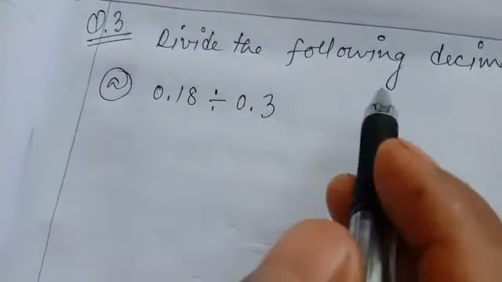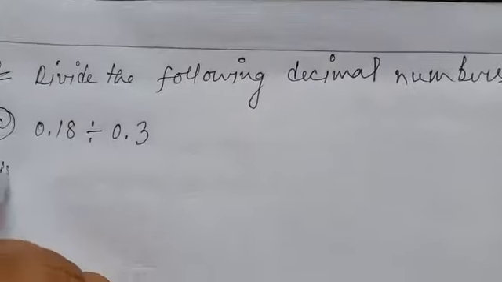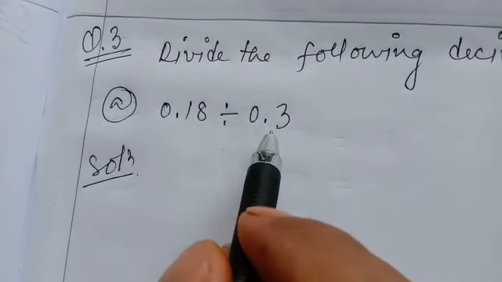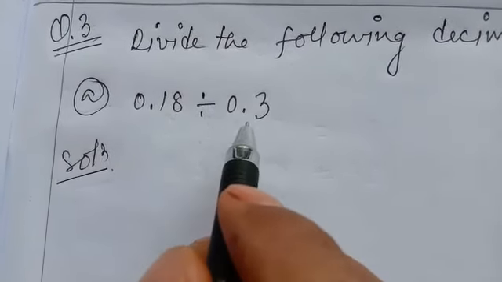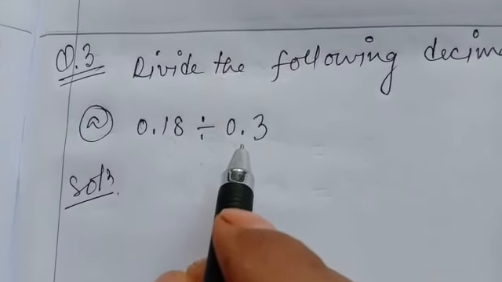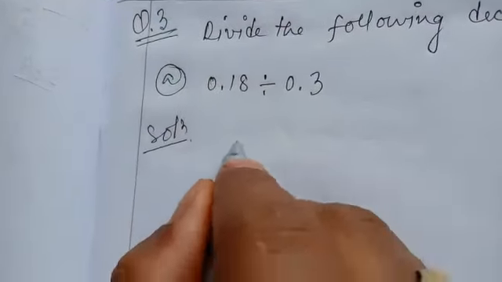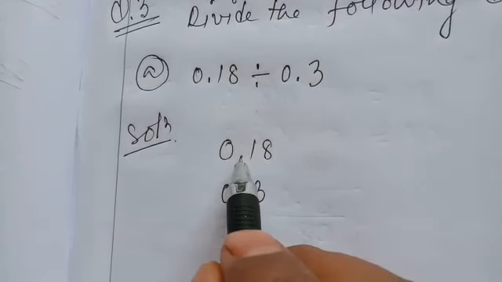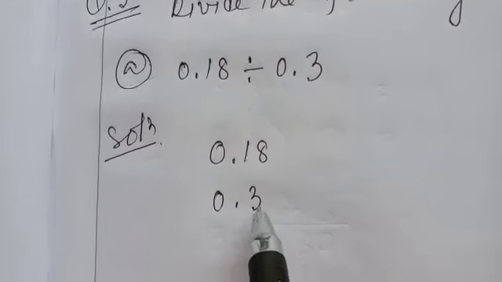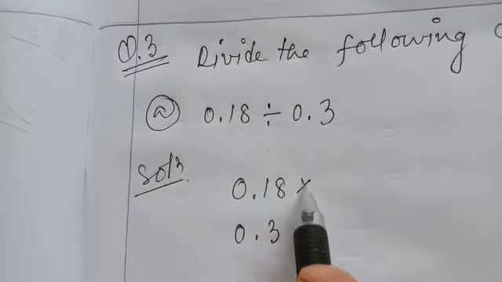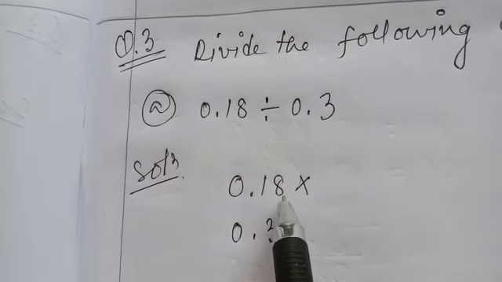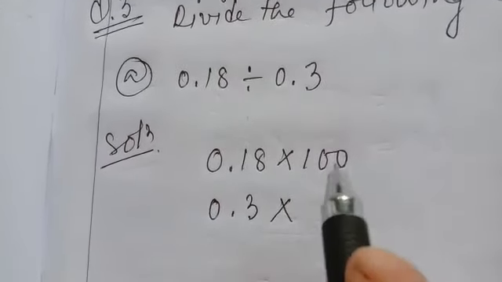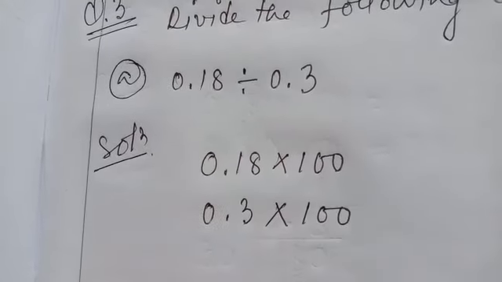Question number 3a. Divide the following decimal numbers. When one decimal number is divided by another decimal number, how to divide it? It's a bit confusing. So in that case, what you have to do is remove the decimal point first. Here after the decimal point, one has 2 digits, the other has 1 digit. We will take the maximum one. It has 2 digits. If it has 2 digits, you multiply by 100 because 100 has two 0s. So if you are multiplying by 100, the same number you need to multiply here.